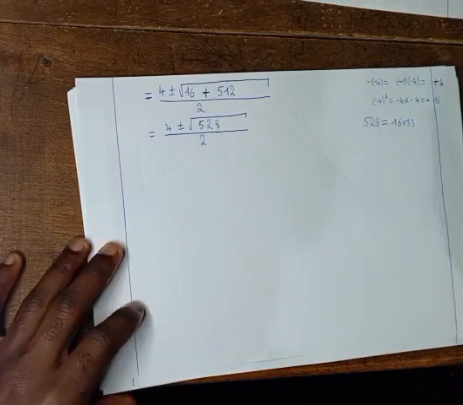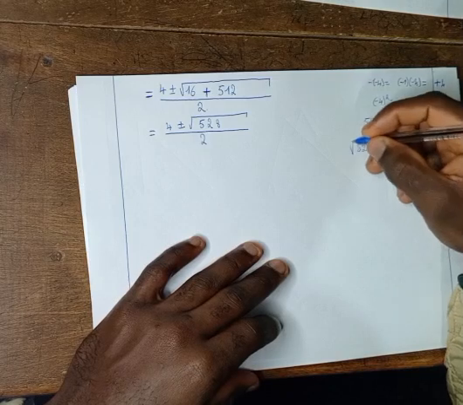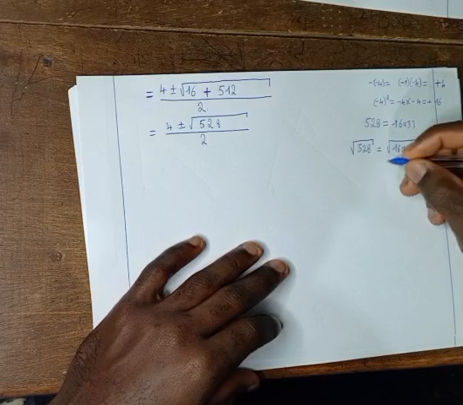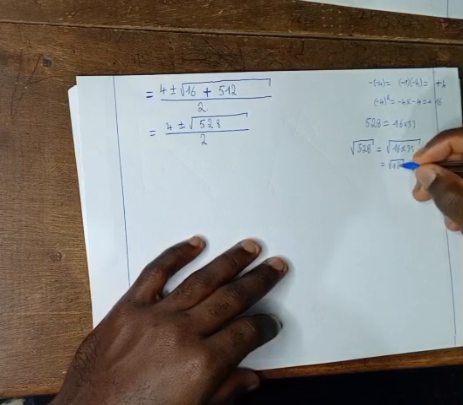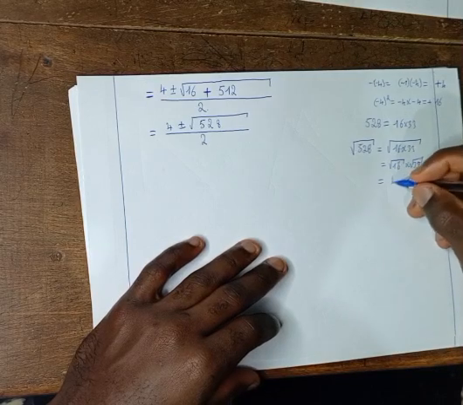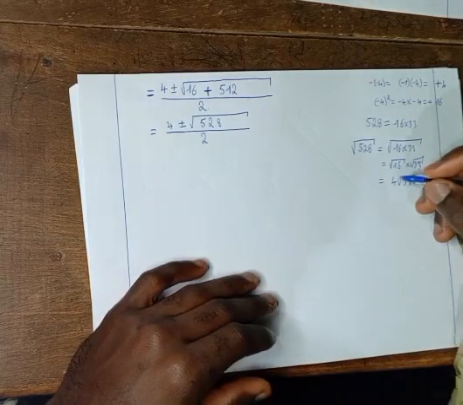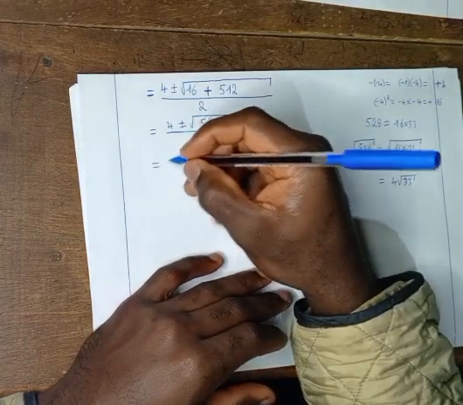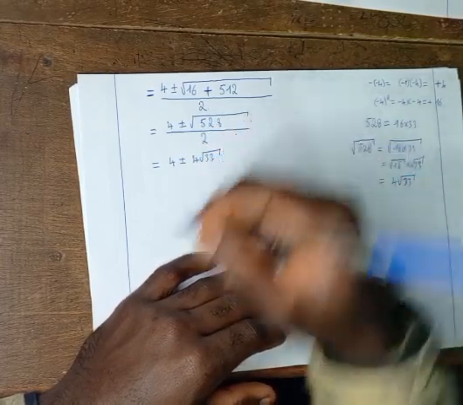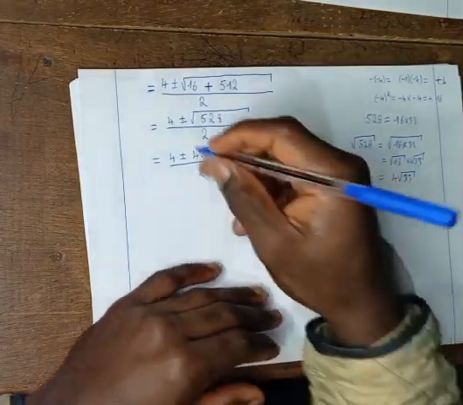So what we are simply going to do is take the square root of 528. This is the square root of 16 times 33. So this will give us the square root of 16 times the square root of 33, which will simply be equal to 4 root 33, because the square root of 16 is 4. So this will give us 4 plus or minus 4 root 33 all over 2.